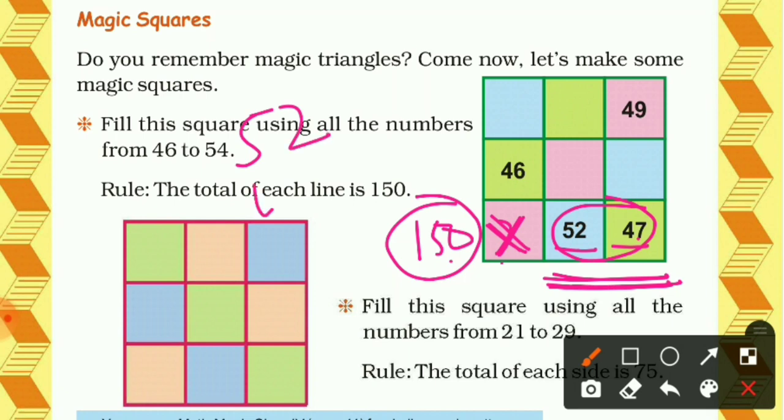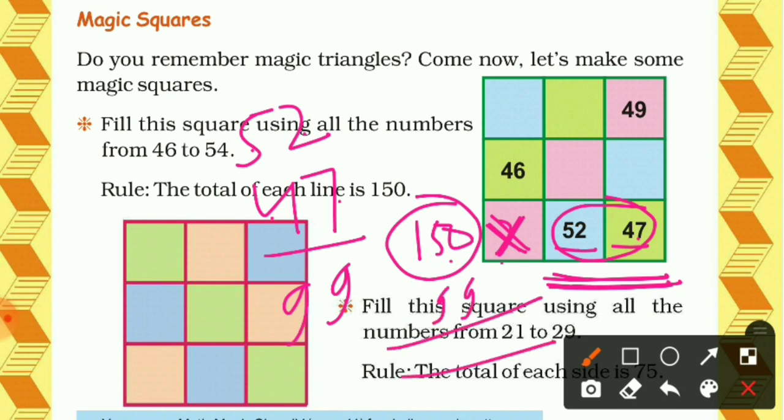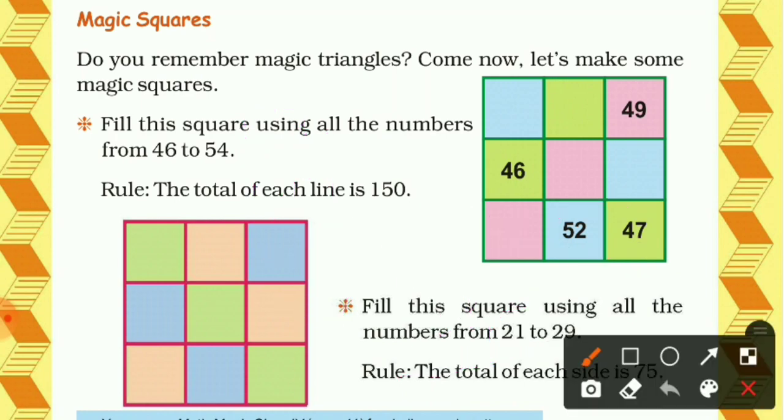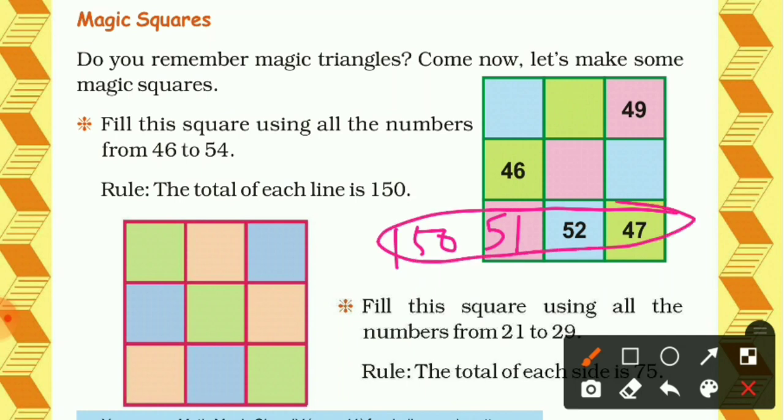So 52 plus 47. 7 plus 2 we get 9 and 5 plus 4 is 9, so 99. Now subtract this 99 from 150. Which number will you get? Let's subtract it first. 10 minus 9 is 1. Here we have 14. 14 minus 9 is 5. So here we will write 51. Remember, the first answer we got for this box is 51. Clear? Okay, the sum is 150 for these boxes.